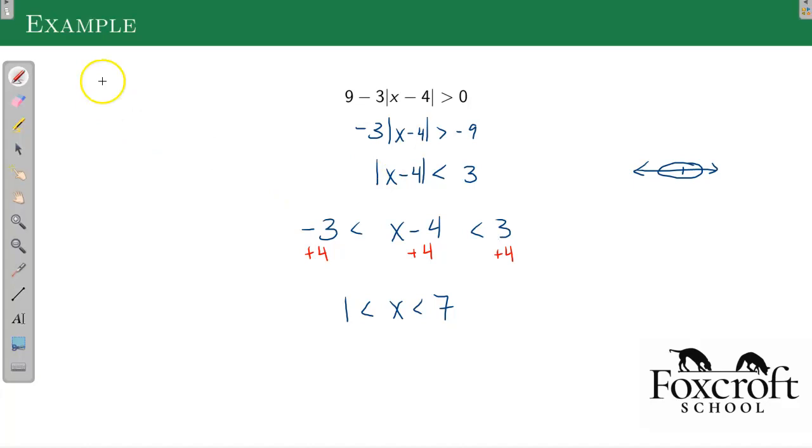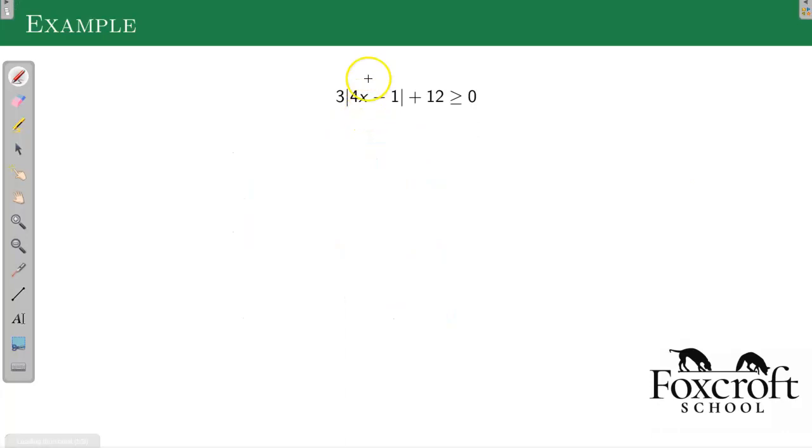Same process though. If we think about our previous example: isolate the absolute value, rewrite using your number line to help you, and then solve. Right, another example. Let's go through it kind of quickly. Subtract 12. I'm trying to get this absolute value by itself. Divide by 3. Negative 4.